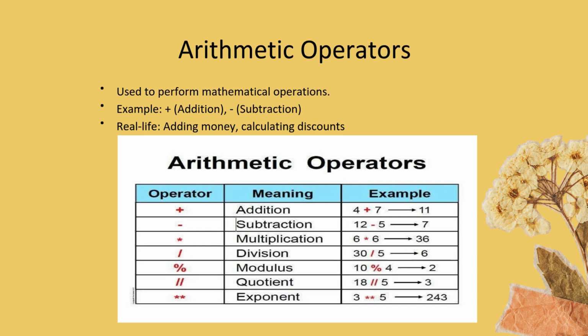Then we have the modulus operator. This one gives you the remainder of a division. So if you divide 7 by 3, the remainder is 1. That's what the modulus operator gives you. This operator is super helpful when you are checking for even or odd numbers or when creating patterns or loops.